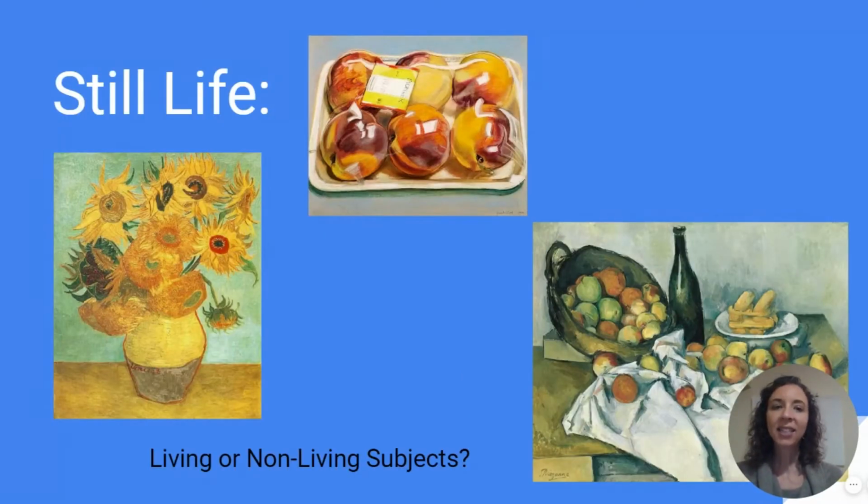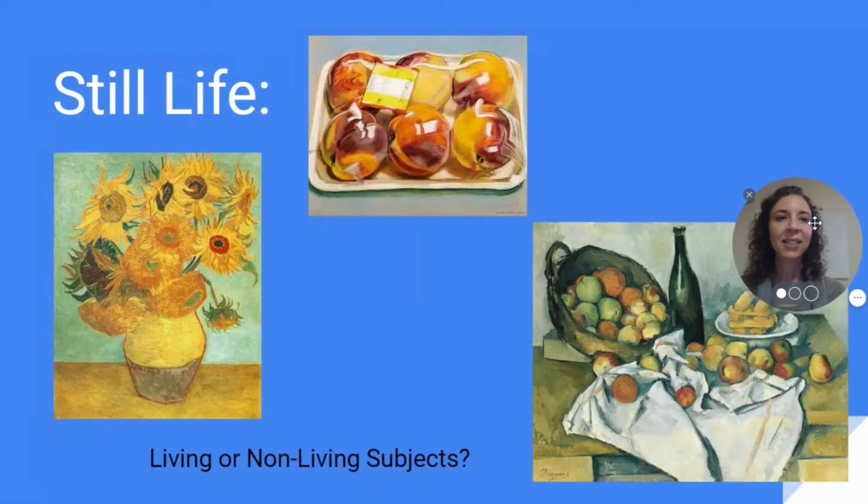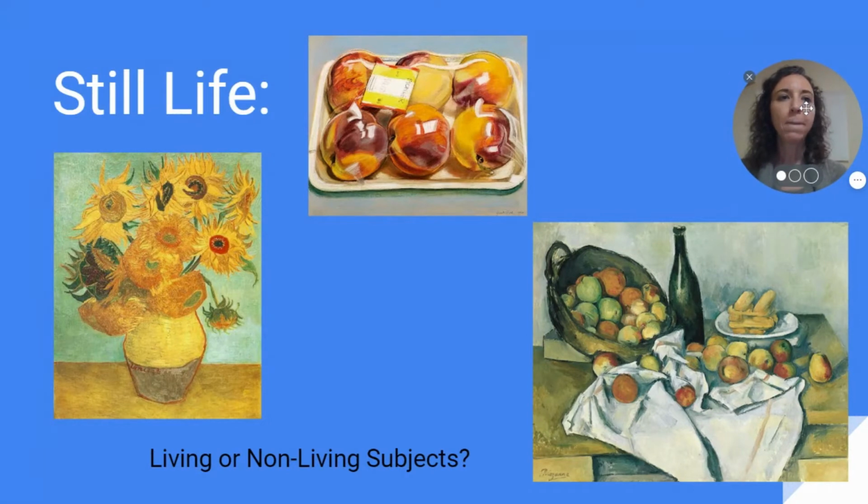Let's take a look at still life paintings. Still life paintings are usually about smaller objects. For instance, we might see some fruit or some flowers. We might see some bread or a wine bottle. A lot of times there's food involved, but not always. So you can see some different images of still lifes.